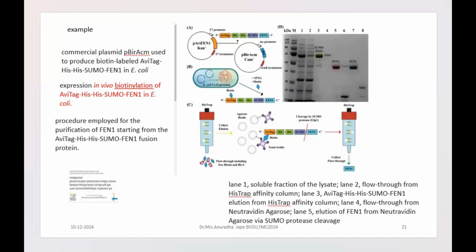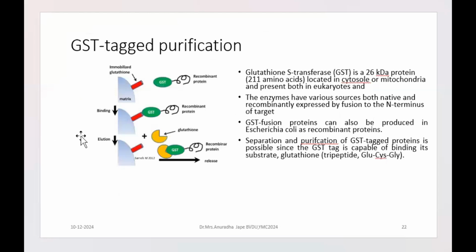Now next we go to some other examples. Now the GST tag, that is what we just mentioned in the previous one. GST is glutathione S-transferase. This is an enzyme, a 26 kilodalton protein with 211 amino acids in its polypeptide. Of course, you find this enzyme in mitochondria and in the cytosol of eukaryotic cells, and in prokaryotes also. Now, this enzyme has various sources. Natural sources, fine, but recombinant sources also are designed.